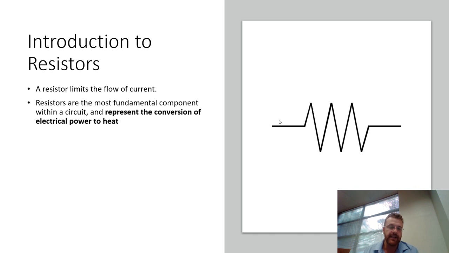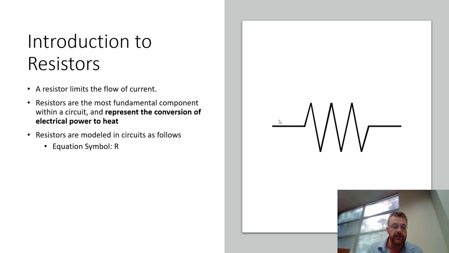Now, what is it actually representing? Well, when you see a resistor within an ideal circuit model, what it's representing is a component that's going to take the electrical energy, and remember that power is just the rate at which energy is being provided. So it's going to take the energy in the form of electricity that's being provided to it, and convert it to heat.